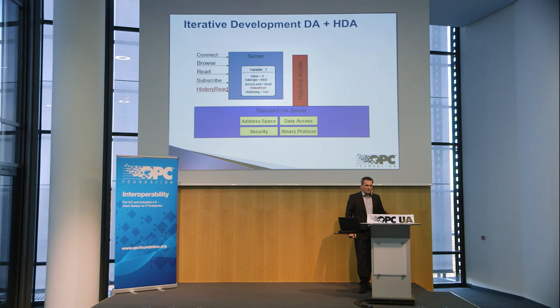And now a client that reads and browses and looks into this server figures out, okay, there's a variable I'm interested in. By reading out the attribute, you can find out, oh, for this variable we have historical data, and then you know, okay, now I can call the history read function to get the historical data that was recorded for this variable. So this is the basic concept.